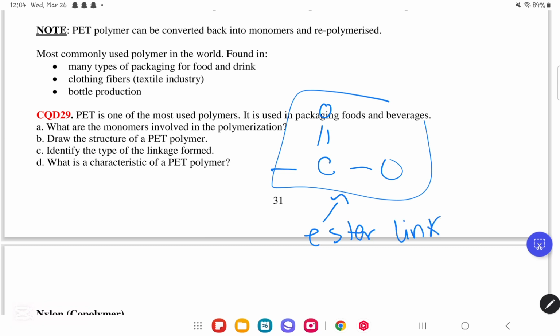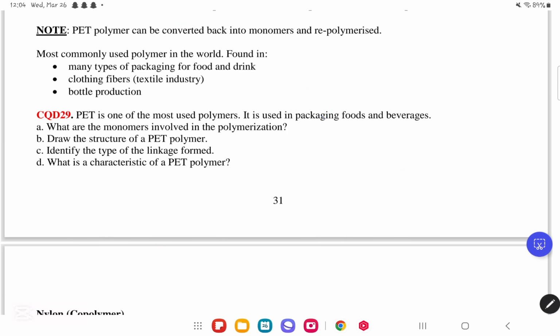Okay? Now it could look like this, or even it could look like this. So C double bond O, single bond O over here, and then it will continue. So no matter where the O is placed, it will look like an ester link. So this is what? An ester link.